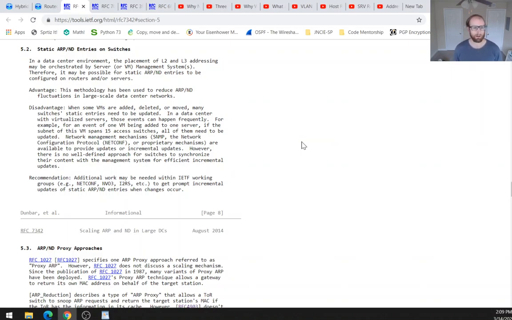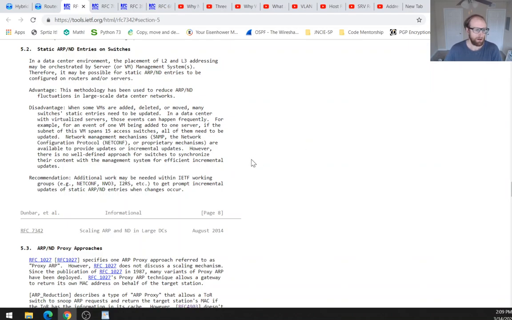However, there is no well-defined approach for switches to synchronize their content with the management system for efficient incremental updates. Recommendation: additional work may be needed within IETF working groups, for example NETCONF, NVO3, to get prompt incremental updates of static ARP/ND entries when changes occur.